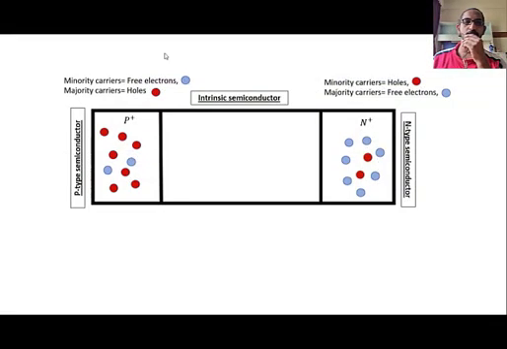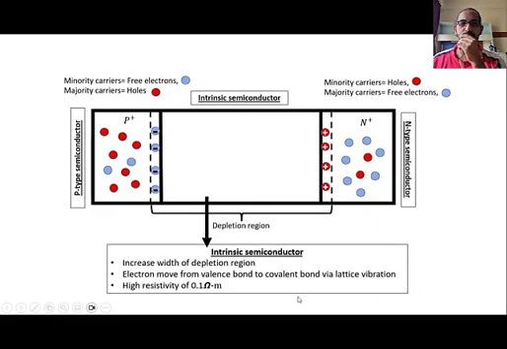As can be seen here, the doped P region contains holes as the majority charge carriers, which carry most of the current, whereas the doped N region contains majority free electrons, which carry most of the current. The intrinsic layer has a high resistivity of 0.1 ohm meter and is used to increase the width of the depletion region by increasing minority carrier current.